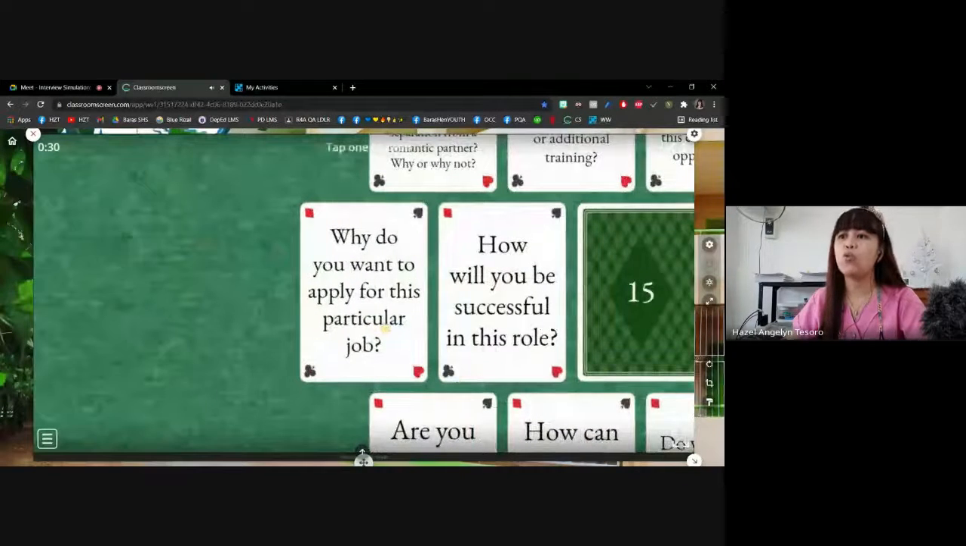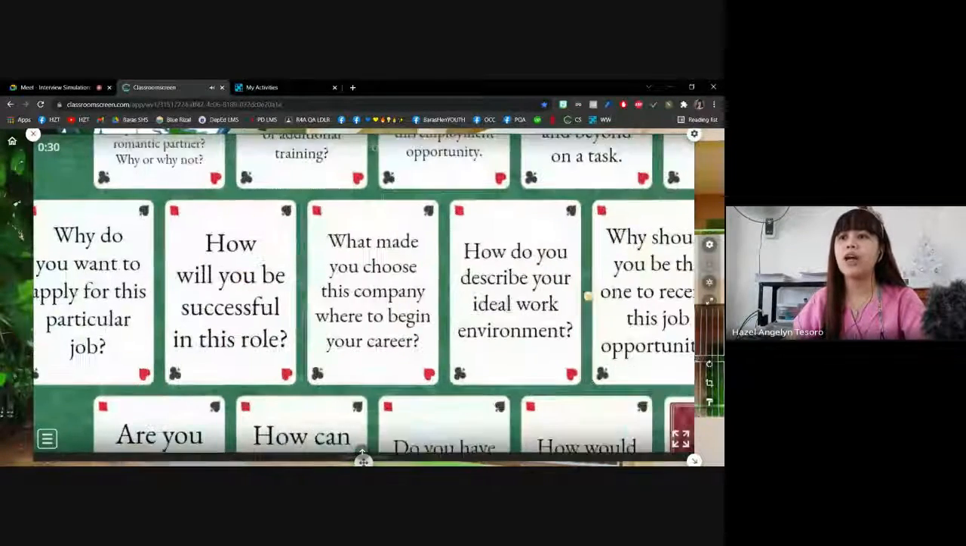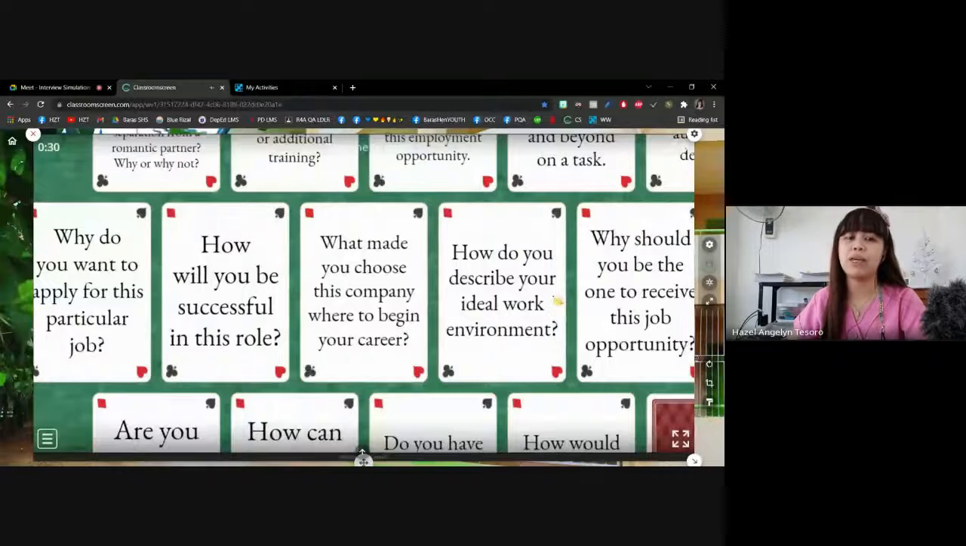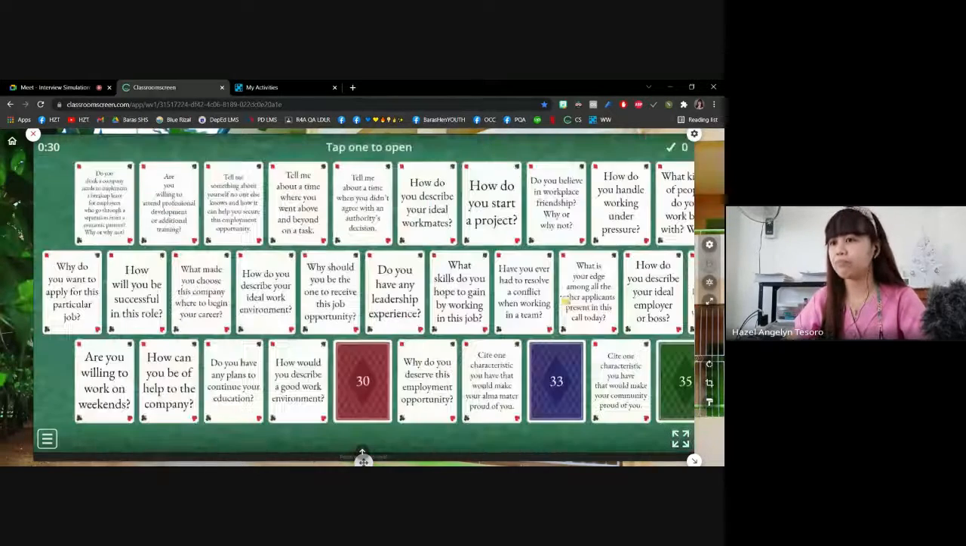Number 13, why do you want to apply for this particular job? Number 15, what made you choose this company, where to begin your career? Syempre we are assuming that this is your first work. But if this is already your second or third work, you will be asked what made you choose this company, where to continue your career, especially if hindi connected yung previous work mo sa susunod na work. Pag-aaralan din natin yan sa reading and writing skills and resume writing.